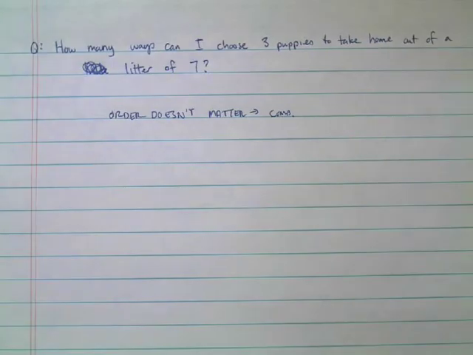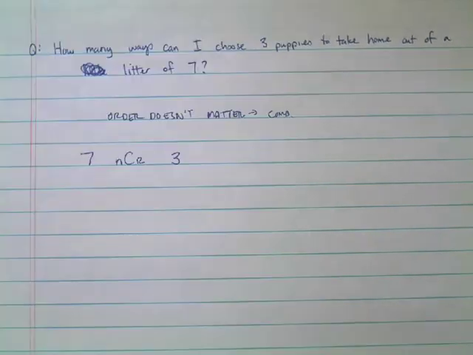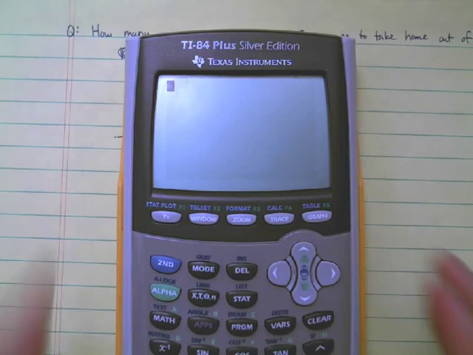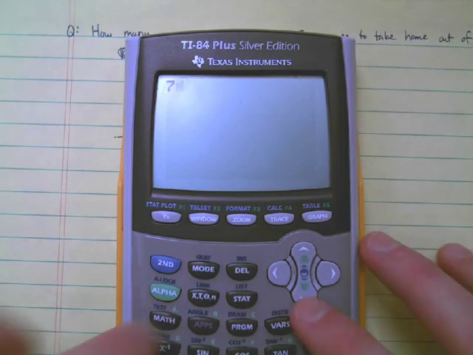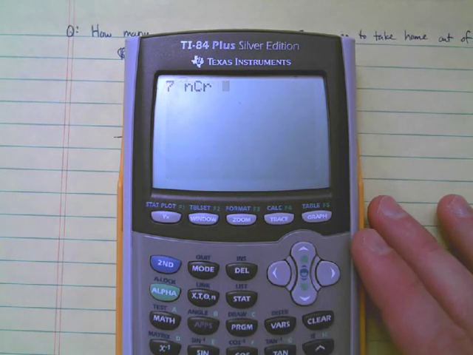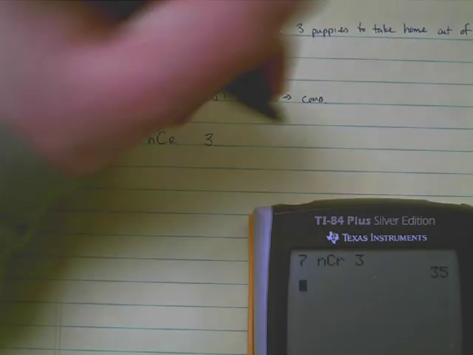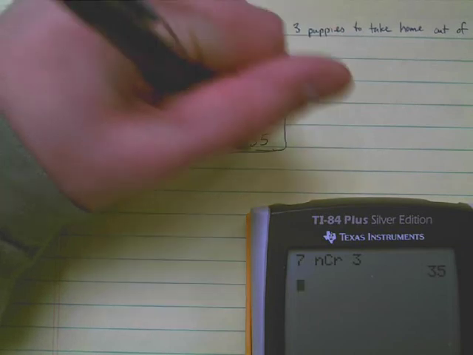Well, on the TI-84, you could probably guess how to do this. All I need to do is this. I have a group of 7 things. I want to find the combination, because order doesn't matter. The combination, the way to take those 3 at a time. So I come to my calculator. I go 7, math, probability menu, nCr, 7 things taken 3 at a time. It turns out there are 35 possible combinations of puppies that I could choose to take home. Pretty simple.